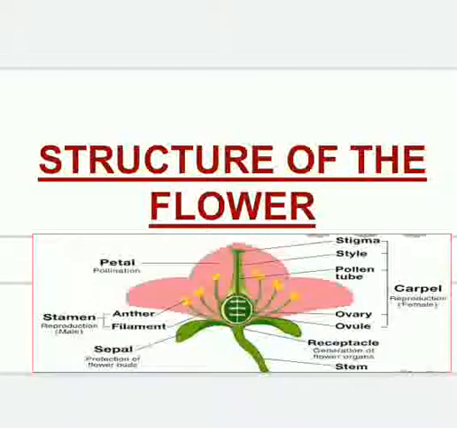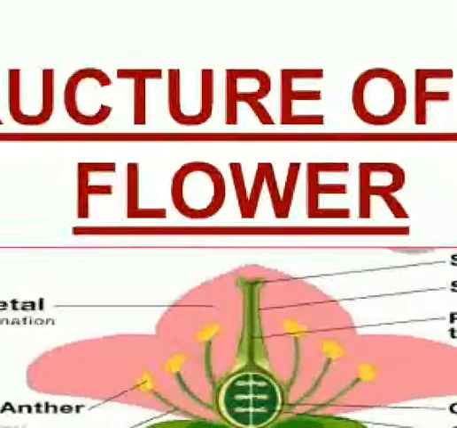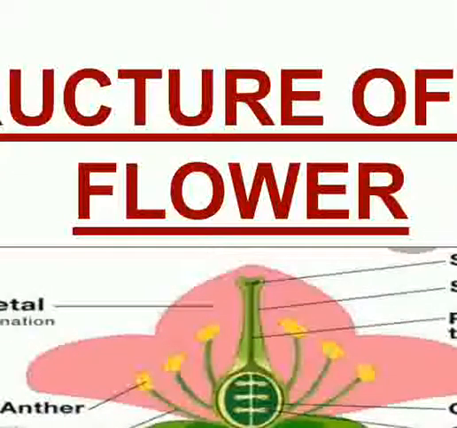stamens. The stamen is the male reproductive part of the flower, which consists of the anther lobes and the filament. Carpel is the female reproductive part of the flower, which consists of the stigma, style and the ovary. So this is the unit of the sexual reproduction in the flowering plants.